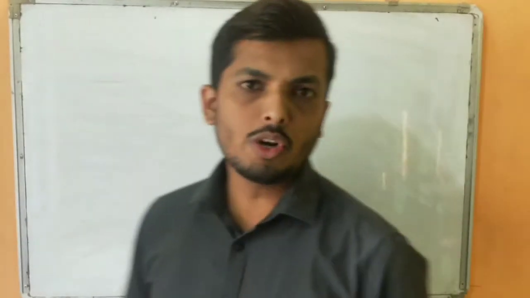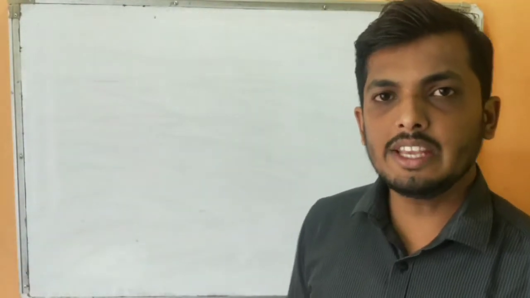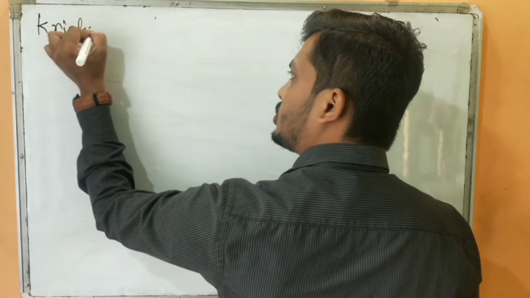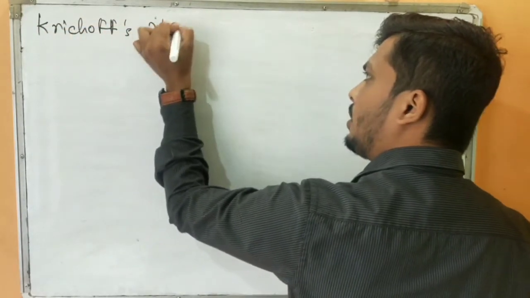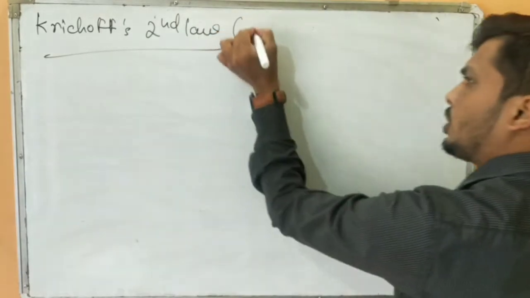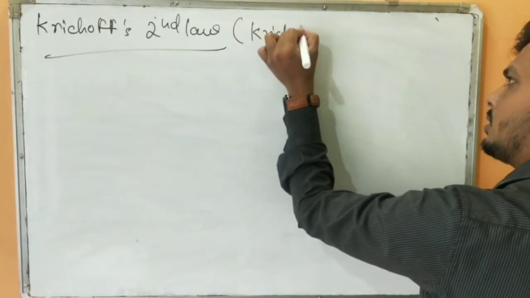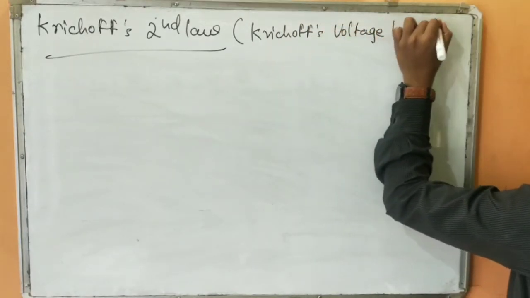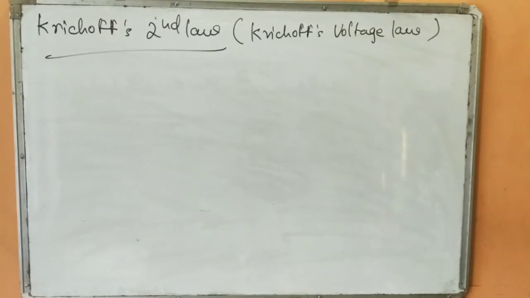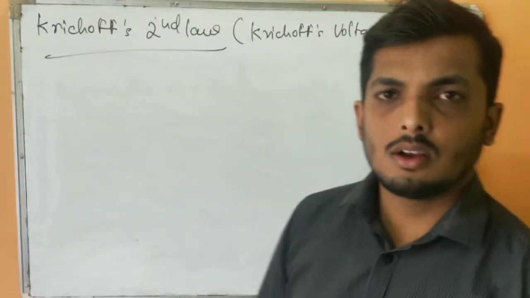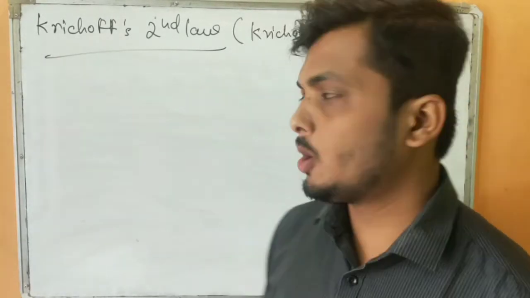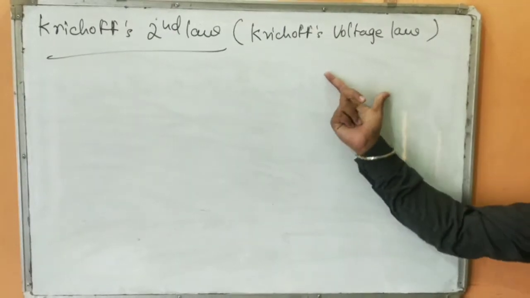The actual application of Kirchhoff's laws we are going to use in the Wheatstone network and later in the potentiometer and meter bridge experiments. Now next is Kirchhoff's second law, which is also known as Kirchhoff's voltage law. In short form, I'll write it as KVL. So the first one was the KCL law and the second one is the KVL law. Whenever the word voltage comes, I'm talking about the potential.